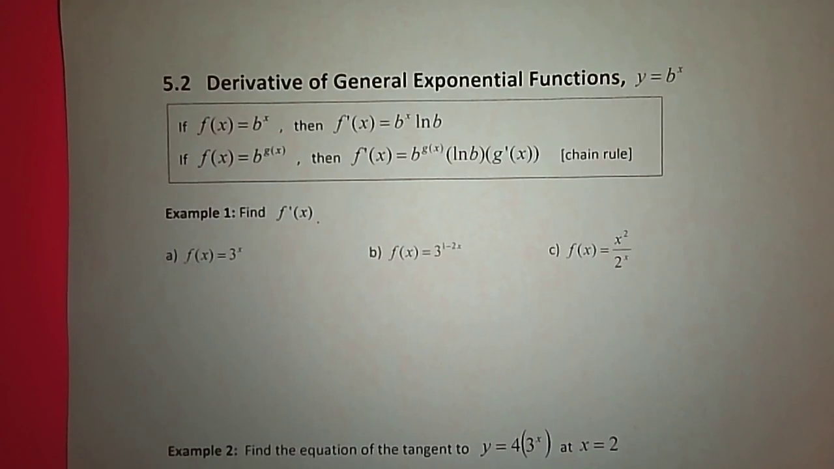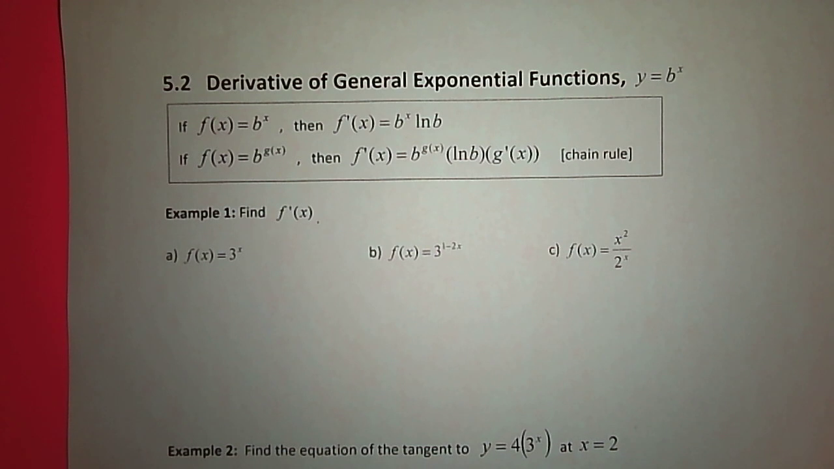Hello everyone. Today we are going to look at the derivative of general exponential functions, y equals b to the power of x. This corresponds to 5.2 in your textbook. In the last lesson we looked at the derivative of e to the power of x, and today we are going to look at other exponential functions. So the base is not e but any other number.